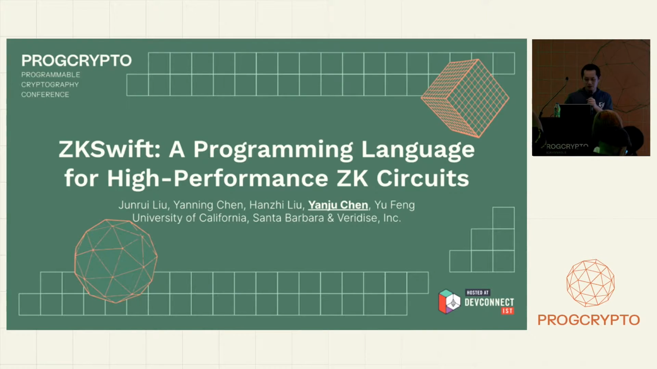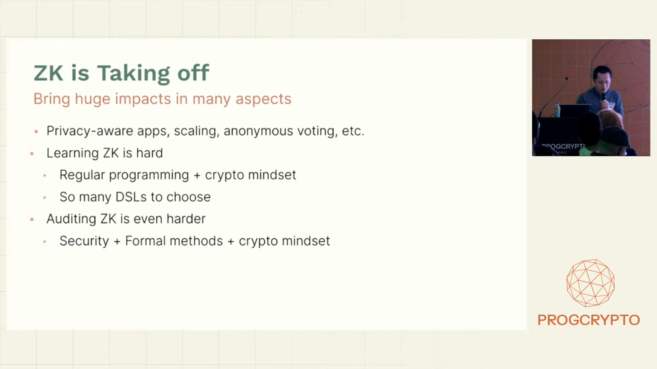As you can see, ZK is taking off, and we can see ZK appearing in many different kinds of places. For example, in privacy-aware apps, scaling, anonymous voting, and also in games. This actually raises some questions for developers. For example, when you are developing certain kinds of apps, you need to consider optimization of your ZK circuits for these apps.